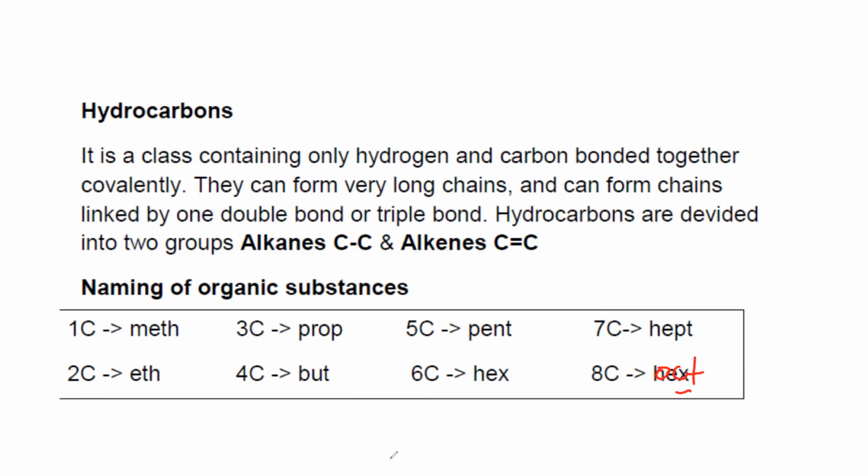Now there are two other types of compounds, but they are not hydrocarbons. One is called alcohol. Another one is called carboxylic acid. These are not hydrocarbons because they contain other elements such as oxygen. So they are not hydrocarbons, but you have to learn how to name these compounds as well.